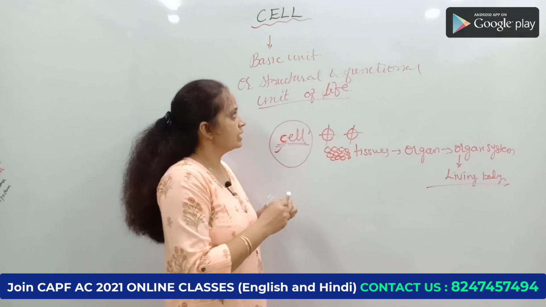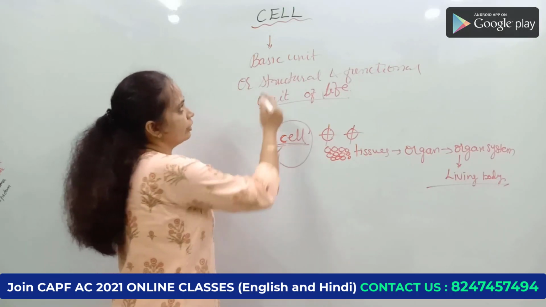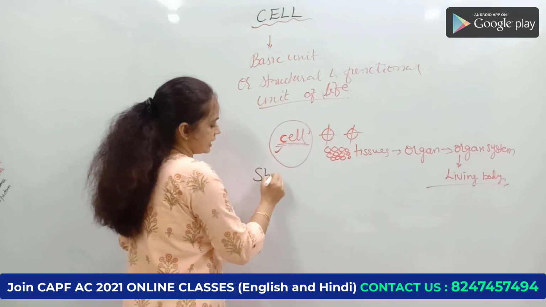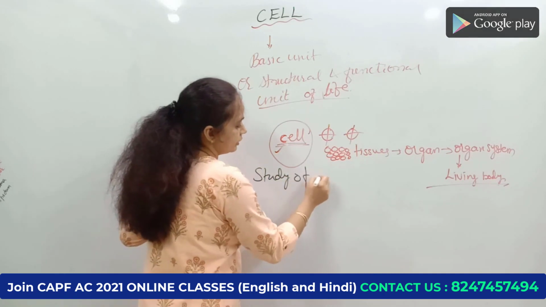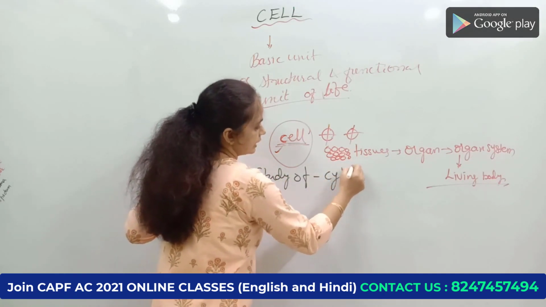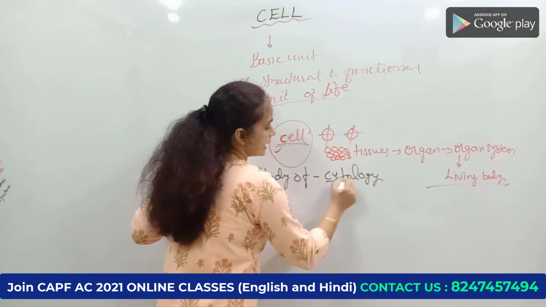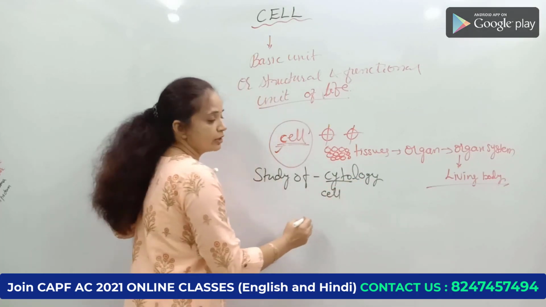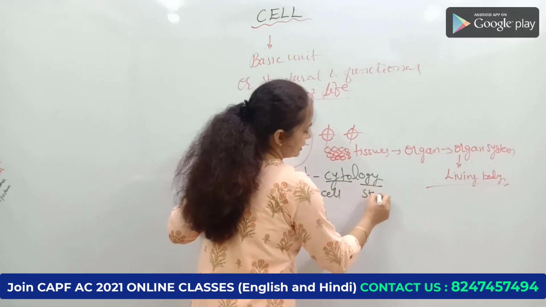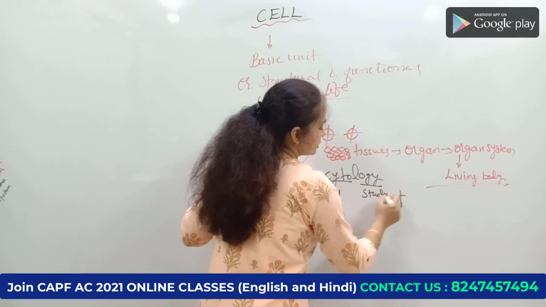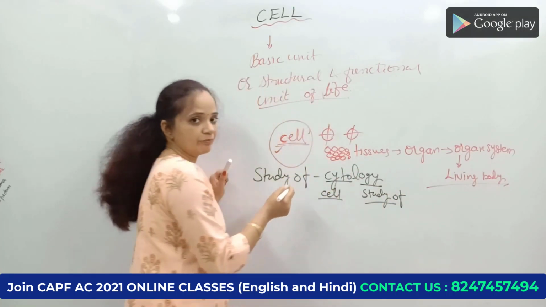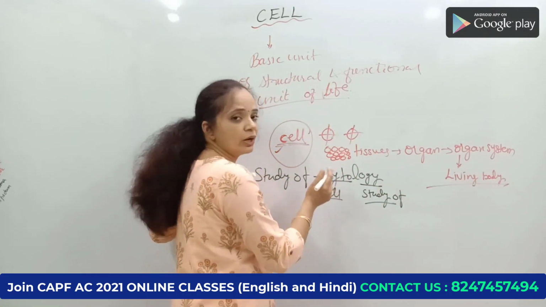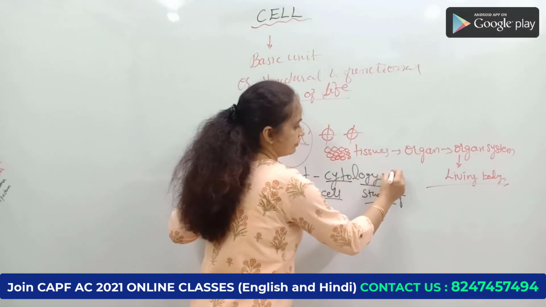The study of the cell is called cytology. Cyto means cell, logy means study of. So it's a branch of science which deals with the cell. The study of the cell is called cytology.